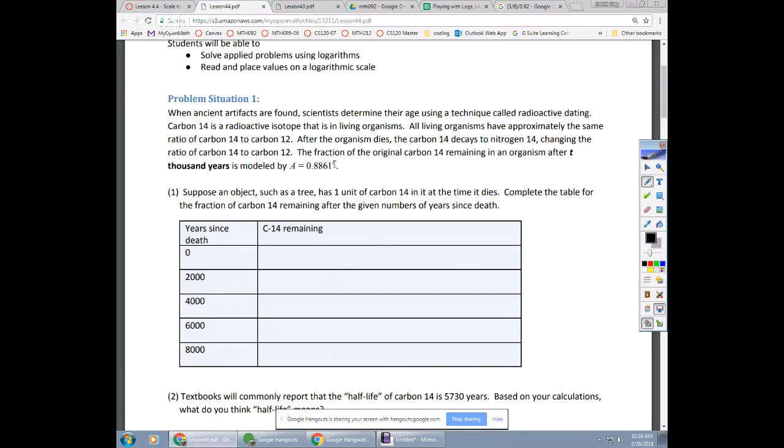Now keep in mind, what is T measured in here? Okay, and what kind of numbers are they giving us here? Thousands, right? So if they say it's 2,000 years, what am I going to plug in for T in my formula here? 2. Yeah, so just be conscious of what the variable means and how you plug it in. So instead of plugging in 8,000, I'm going to plug in an 8 because T is already waiting for me to use thousands. Okay.